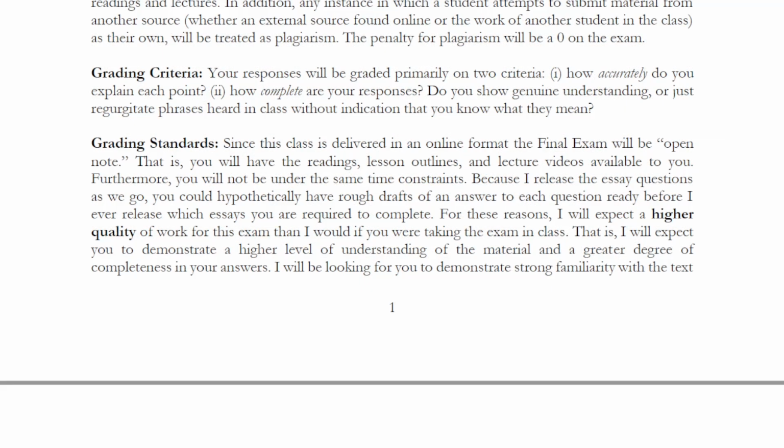Now that we understand how to approach the exam essay questions and how to respond to the essay prompts, we will end this video with a discussion of how your essays will be graded. When grading your essays, I will have two primary criteria in mind. First, how accurately do you explain each point in the prompt? Are the claims you make about the ideas and arguments being asked about correct? Or does your response show evidence of some misunderstandings or confusions?